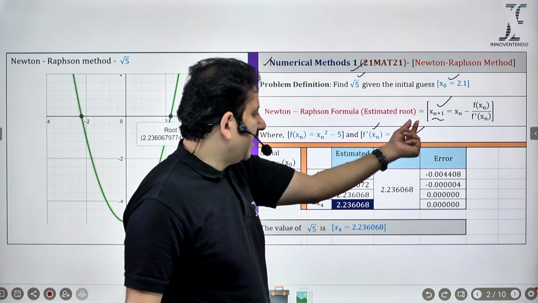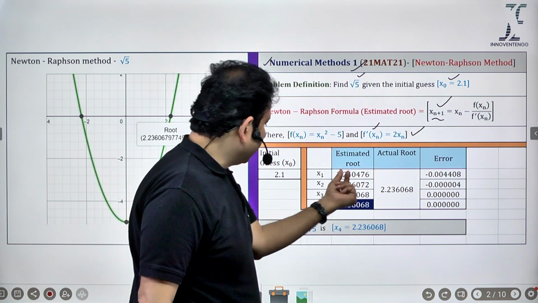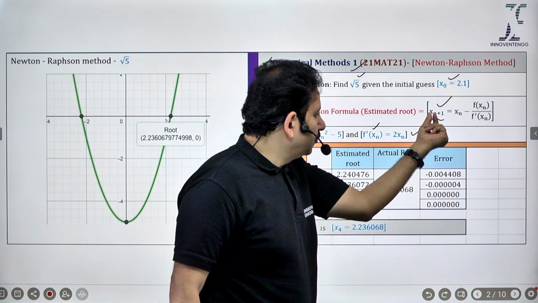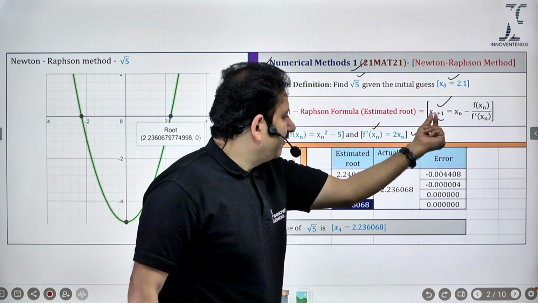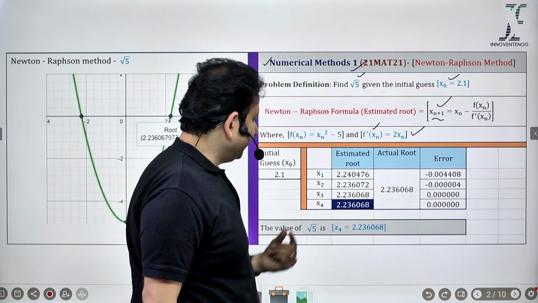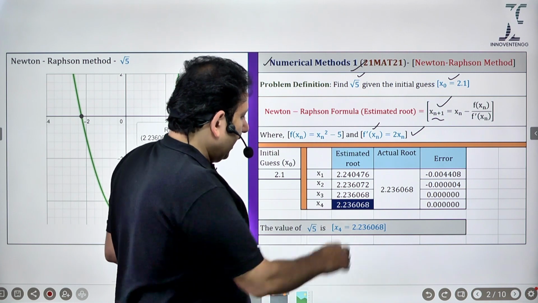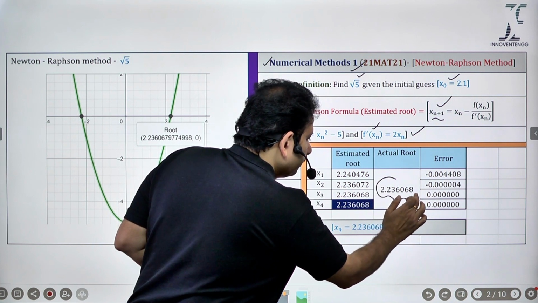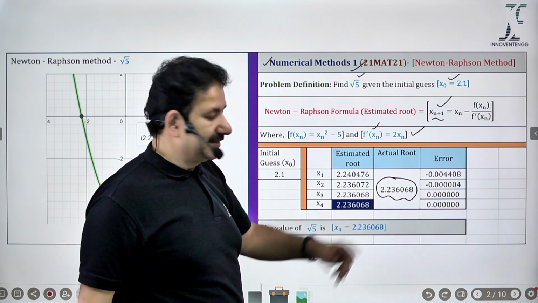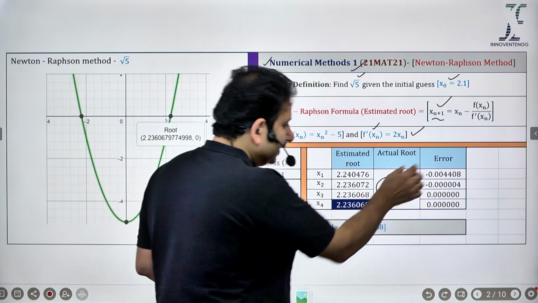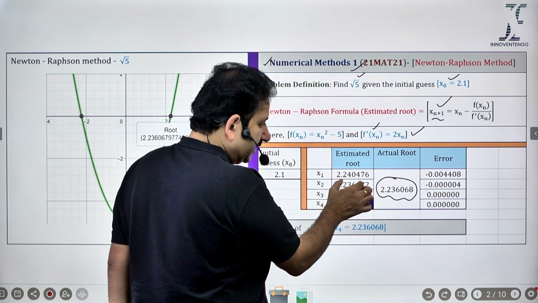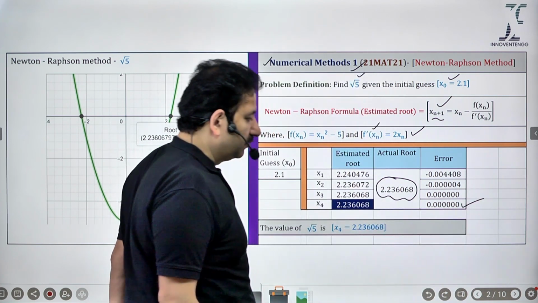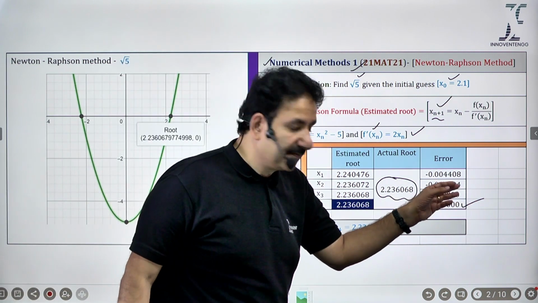But here you'll have to be careful. When I put n is equal to 0, I get x1. And here when I put n is equal to 1, I get x2. And when I put n is equal to 2, I get x3. So you will have to be careful. And then the next column is the actual value of the square root of 5 that we have calculated up to 6 decimals, and then this gives the difference between the estimated root and the actual root, when this becomes almost 0. Practically 0, because it depends on the bookkeeping ability of the XLS.